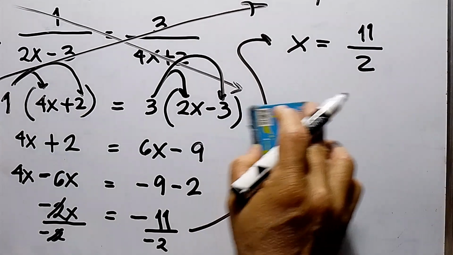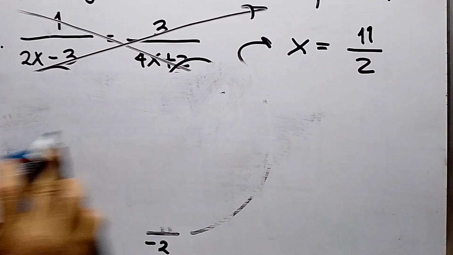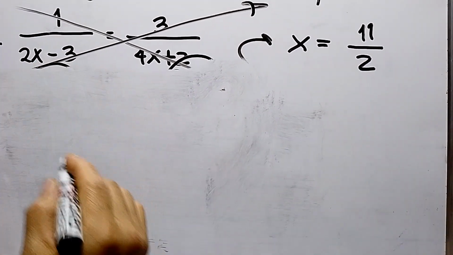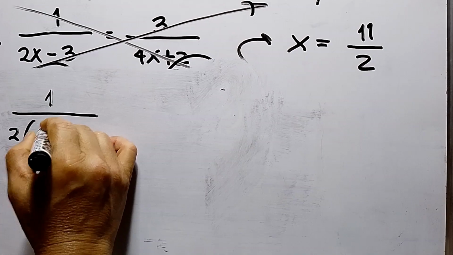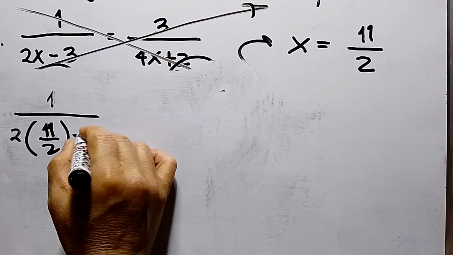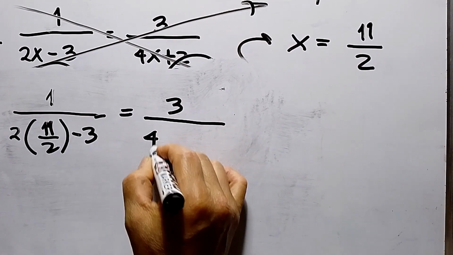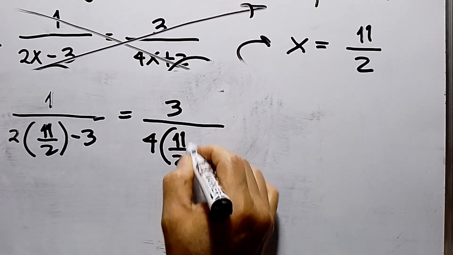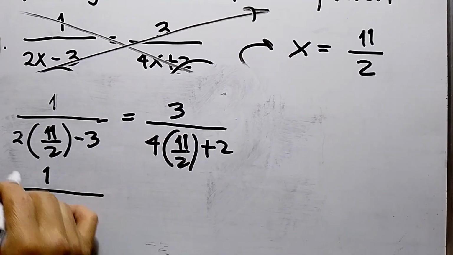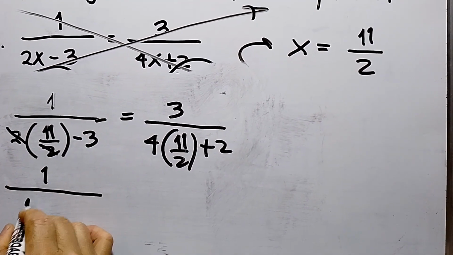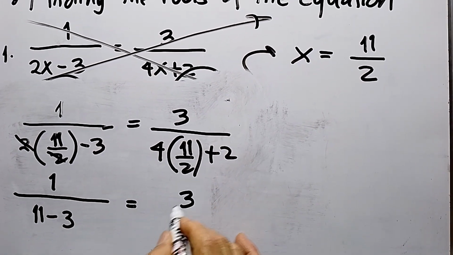Let us check this one if this is correct. I will substitute the value x equals 11 over 2 to the given equation. So 1 over 2 times 11 over 2 minus 3 is equal to 3 over 4 times 11 over 2 plus 2. So this is 1. Cross out. This is 11 minus 3 is equal to 3.